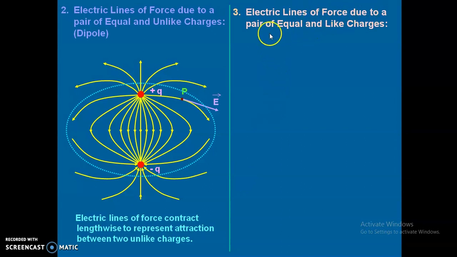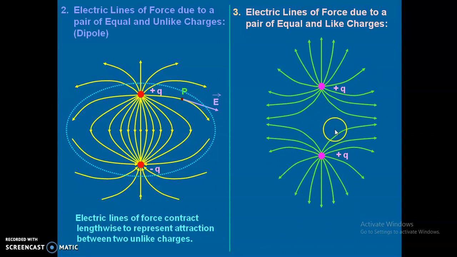Next, electric lines of force due to a pair of equal and like charges. I told you in the beginning that we will observe unlike charges and also like charges. If a positive charge is there, plus Q, and again another positive, equal charge, plus Q and plus Q. This is the pattern; due to the repulsion, the electric field lines pattern will be like this. Remember, the pattern of electric field lines will always be observed by tracing the movement of a test charge placed anywhere around this combination.